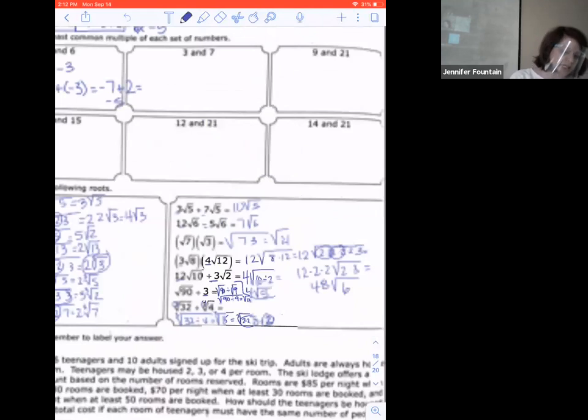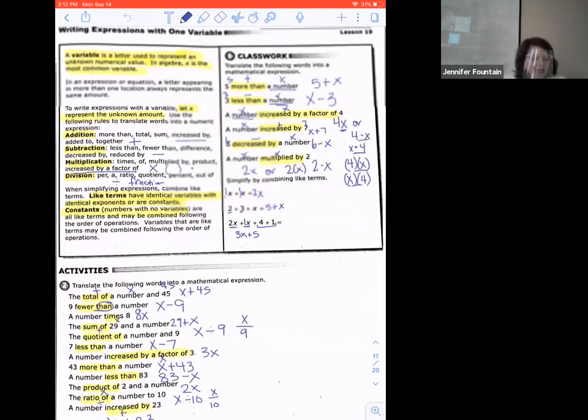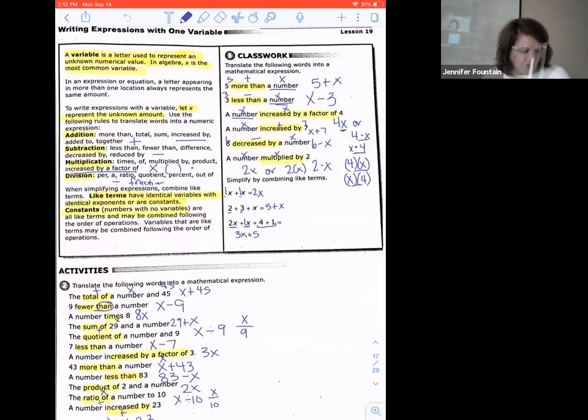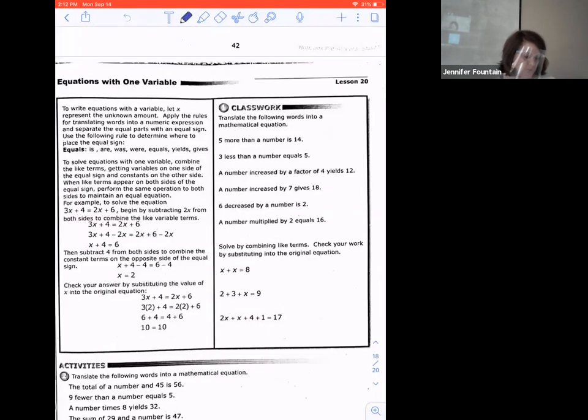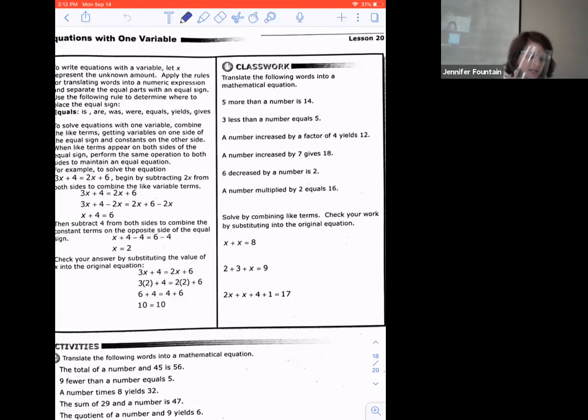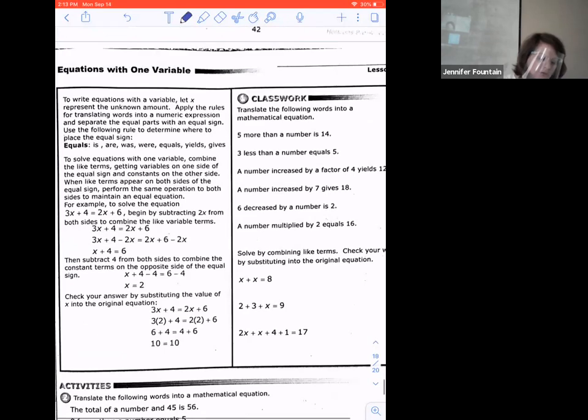All right, so lesson 19 was being able to look at a written expression and write it as a mathematical expression. Now when we move on to lesson 20, we are going to be writing equations that have a variable, okay? We've talked about how a variable is a letter that represents an unknown number, okay?